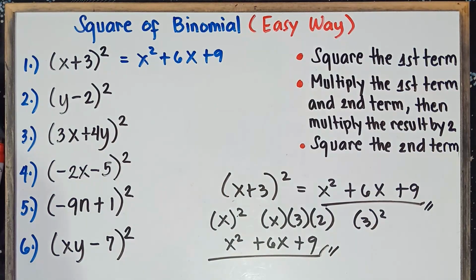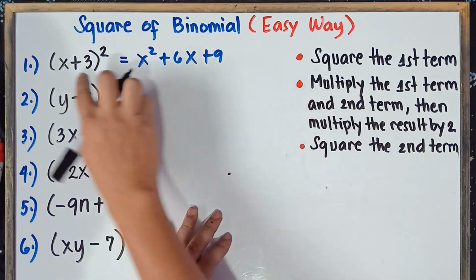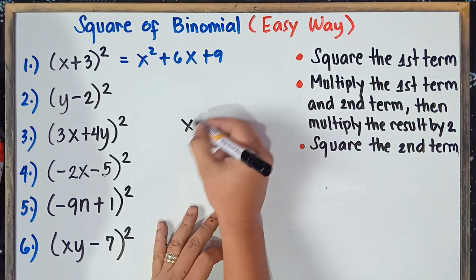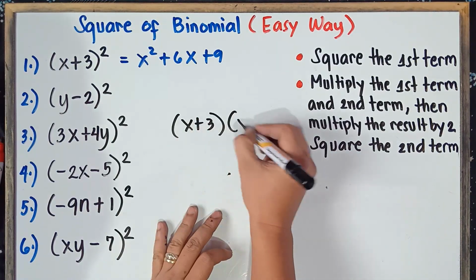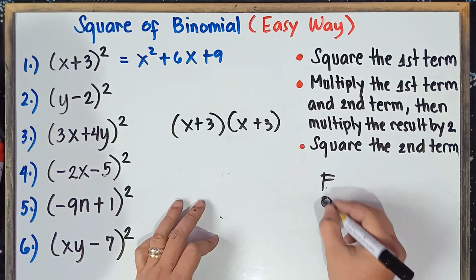Once again, class, even if you use the FOIL method, I'm sure, class, you will have the same answer. Just remember, class, the FOIL method: quantity x plus 3 raised to the power of 2 means you multiply this expression by itself twice. That would be x plus 3 multiplied by x plus 3. Just remember, class, the FOIL method: first, outer, inner, last.